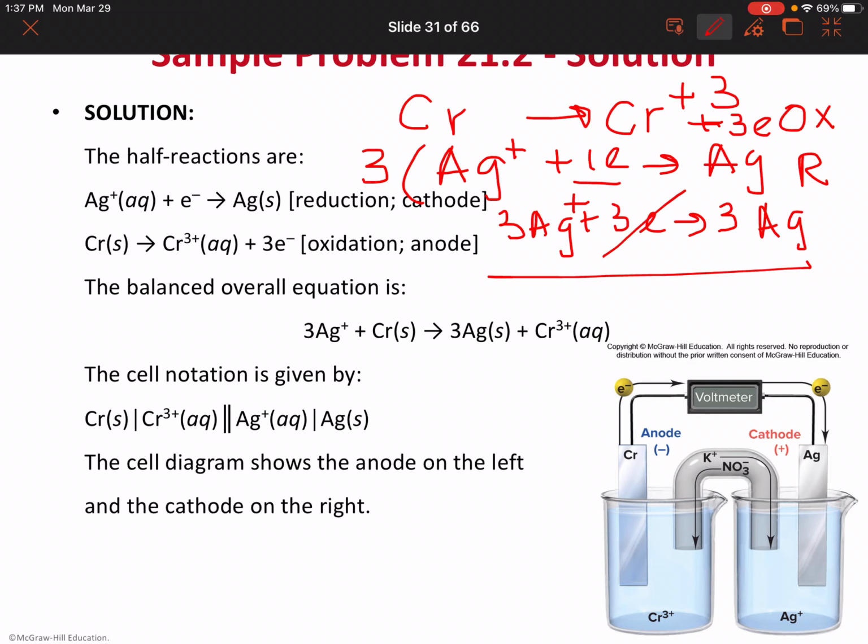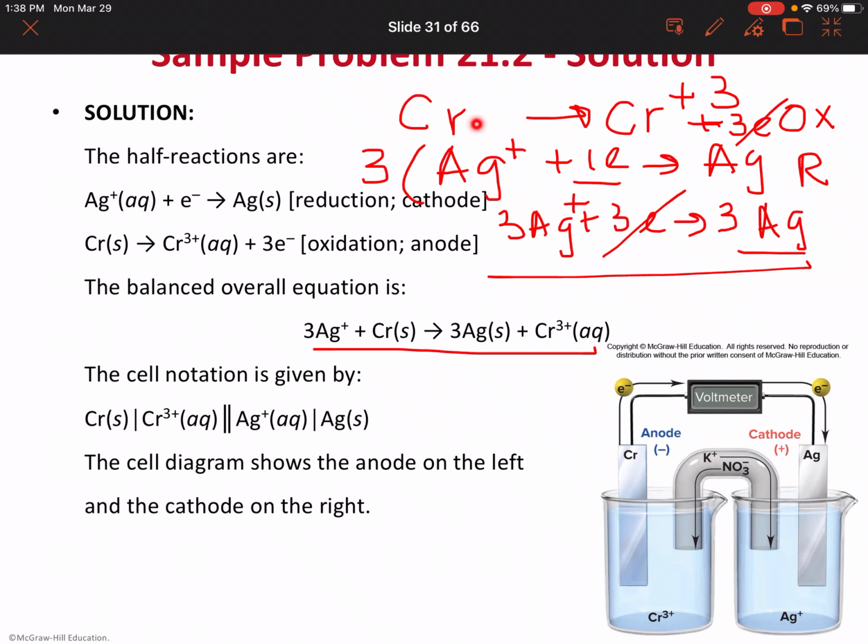When we add the two together, the 3 electrons cancel, and we have this overall reaction: 3 silver ions plus chromium becoming 3 silver and chromium 3 plus. That's the overall balanced equation. And this is the cell. Chromium strip in chromium 3 plus solution, that's the anode, the negative electrode. And then the cathode, you have a silver strip in a silver ion solution. The electron flow is from chromium to the silver cathode. Anode, cathode. And this is the salt bridge.